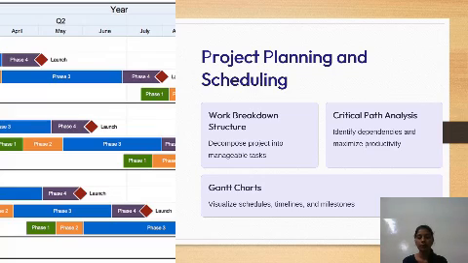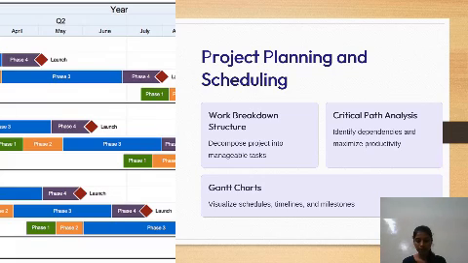The next is project planning and scheduling. Project planning is the process of defining the goals, scope, and objectives of a project, while project scheduling is the process of establishing timelines and task sequences to ensure the project is executed efficiently.